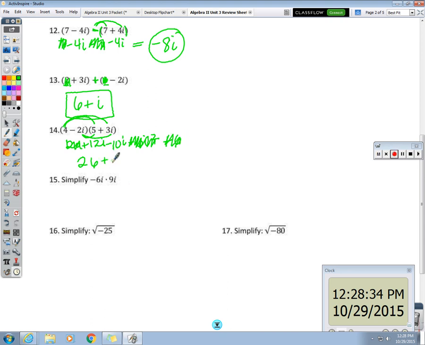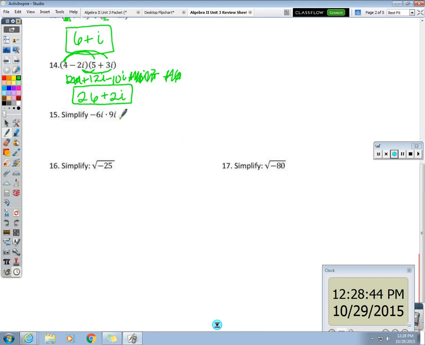And get a positive 2i. Okay, number 15. Simplify negative 6i times 9i. What is negative 6 times 9? 54. And then they each have an i, so i squared. What is negative 54i squared? Positive 54. Does everybody know why? i squared equals negative 1. So a negative 1 times a negative 54 is positive 54.